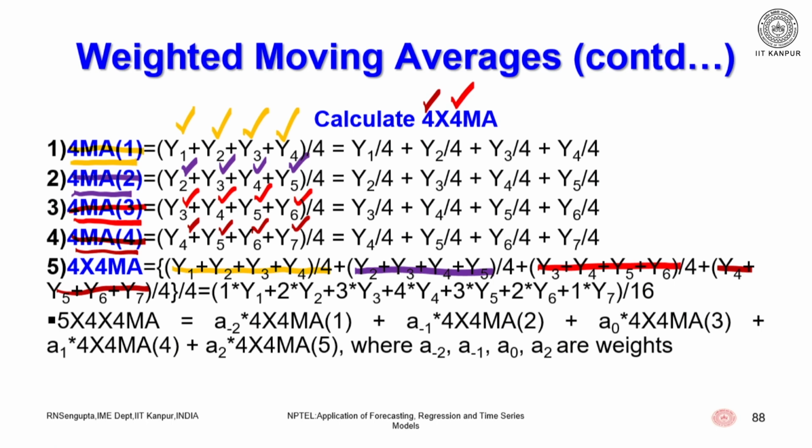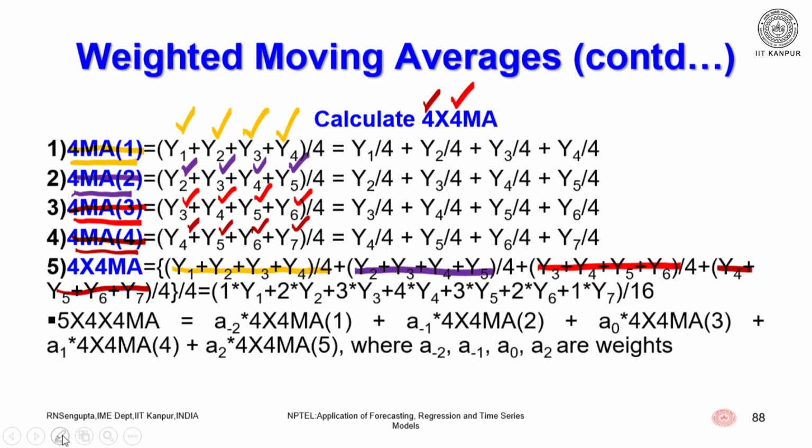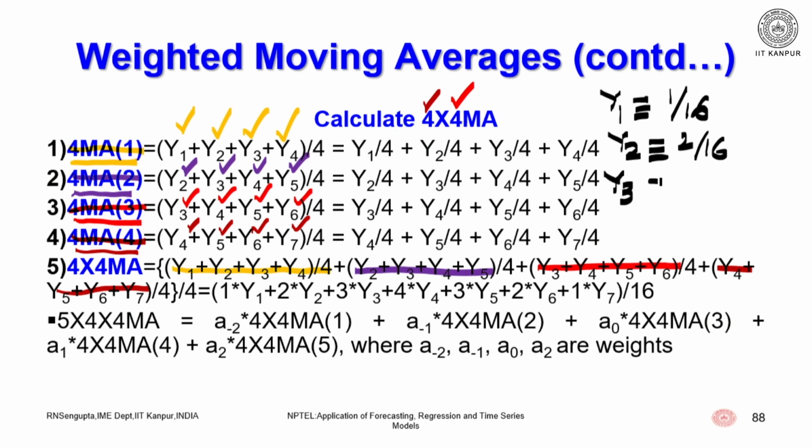In the denominator there would be 16, because you are taking 4 cross 4, which is 16. So, what weightage are we going to give for the first value, y1? I will use the black color accordingly. The value coming for y1, if you note down here, will be 1 by 16. Similarly, when I take the value of y2, the weightage would be 2 by 16. Similarly, when I take y3, the weightage will be 3 by 16.